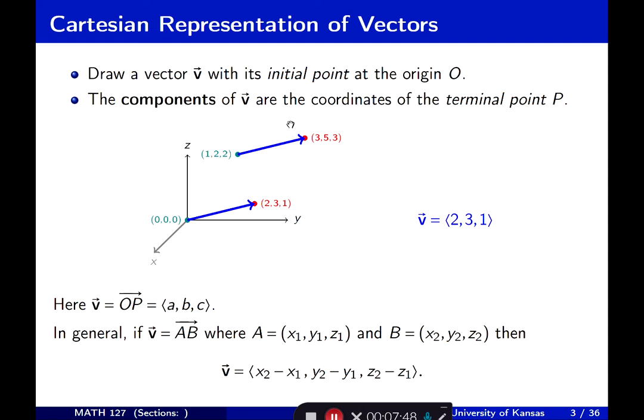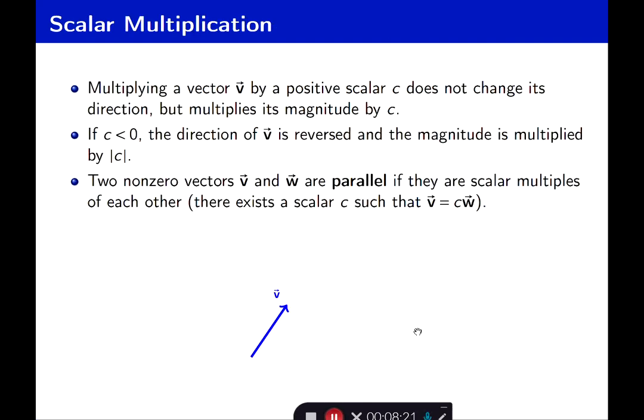Let's say I'm starting from the initial point 1, 2, 2. Then you add 2, 3, and 1 to 1, 2, and 2 to get the point 3, 5, and 3. And so this vector over here is going to be the same as this vector down here. That's how you find equivalent vectors. So let's talk about a few vector operations.